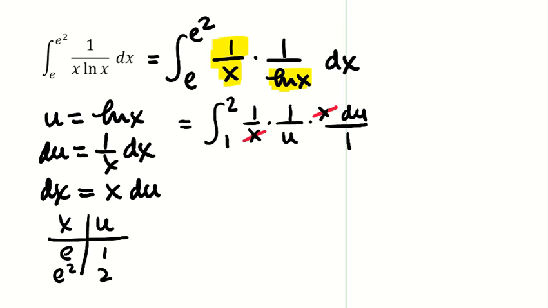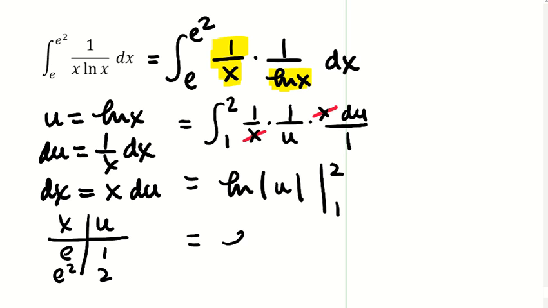I've got the antiderivative of 1 over u is the log of the absolute value of u. So I plug in 2, I plug in 1, and I get log of 2 minus the log of 1, which is 0, and then I'm happy. All right, and that's all I've got for you.